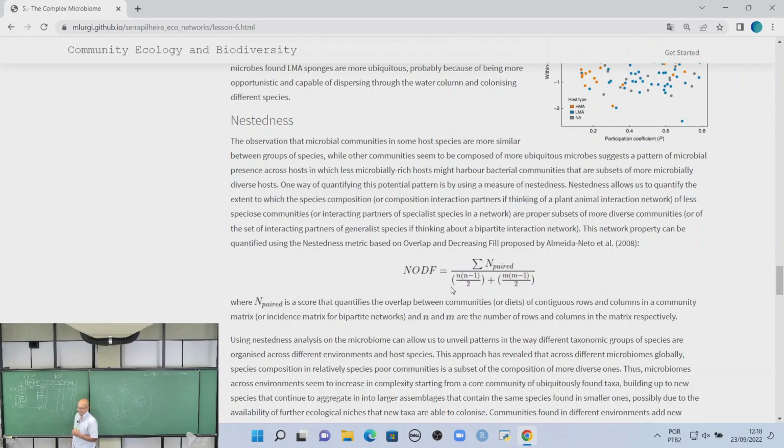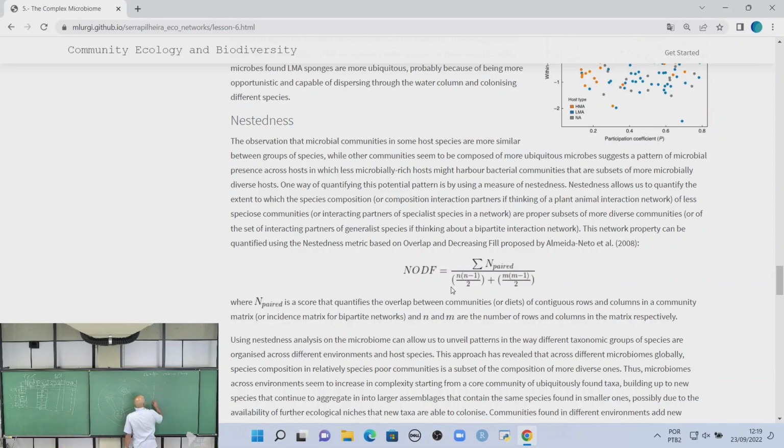So basically nestedness tries to quantify, you can think of nestedness as a way of knowing how different communities relate to each other in terms of their composition, right? And in particular, it is a measure for understanding to what extent the composition of a given community is a proper subset of the composition of a community that has more species.